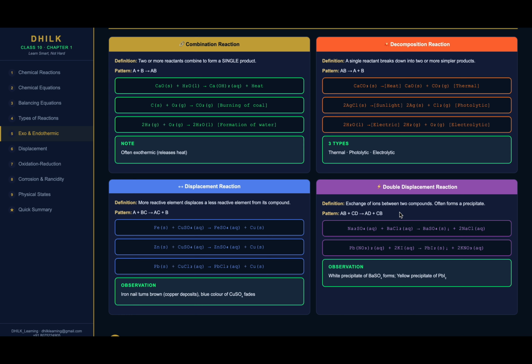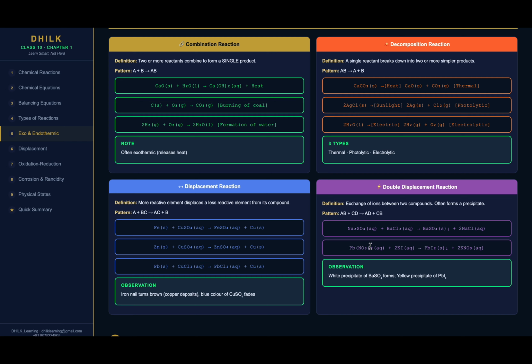Now you can see one example. When sodium sulfate solution, Na2SO4, is mixed with barium chloride solution, BaCl2, you will get BaSO4 and 2NaCl. So here they exchange their partners. Sodium goes with the chloride and barium goes with the sulfate. Barium sulfate is insoluble in water, so it forms a white precipitate and settles down. So the equation is Na2SO4 plus BaCl2 gives BaSO4 plus 2NaCl. This arrow mark indicates the precipitate. So barium sulfate is a precipitate here. It has a white color.